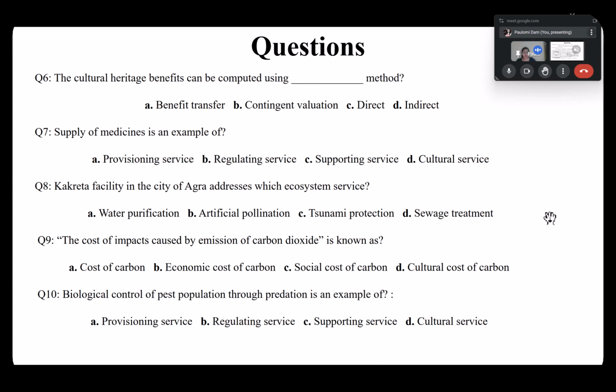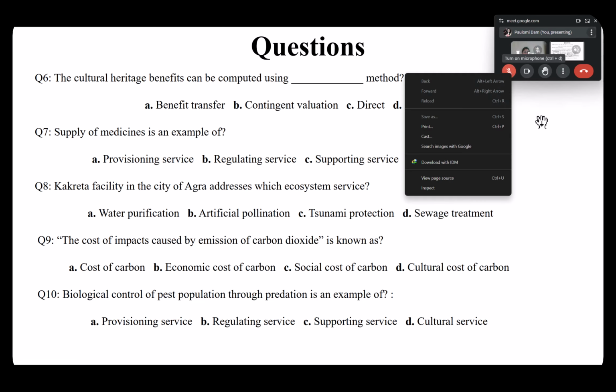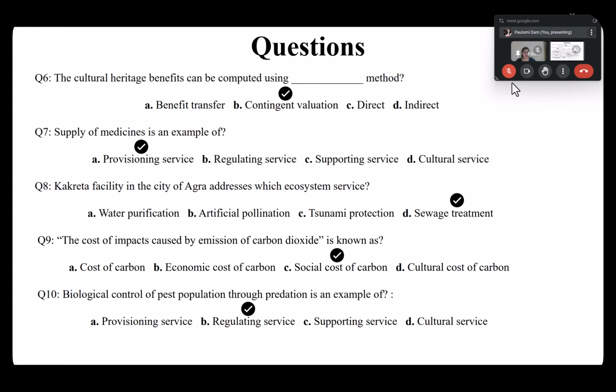Next is the cost of impacts caused by emission of carbon dioxide. This is known as what? And biological control of pest population through predation is an example of what kind of service? Right, so let me give you the answers. The first one is the cultural heritage benefit, as we have already discussed. It can be computed using the contingent valuation method. Next, supply of medicine is a provisioning service because it's a direct product.